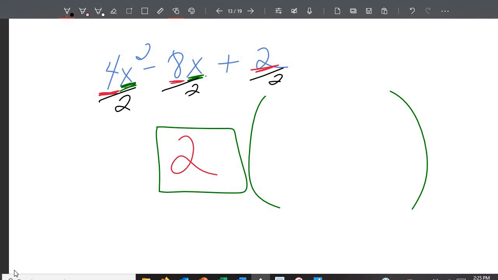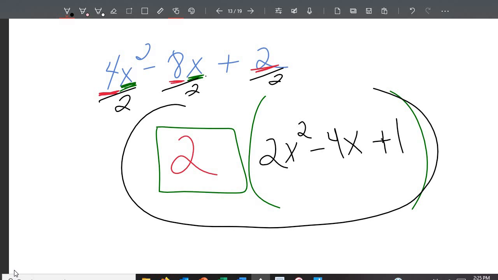So, anyhow, 4 divided by 2 is 2. I can't take any x's away, so the x's stay the same. Negative 8 divided by 2 is negative 4. Can't take any x's away. 2 divided by 2 is 1. And there's no x's to take away, so this is the final answer.